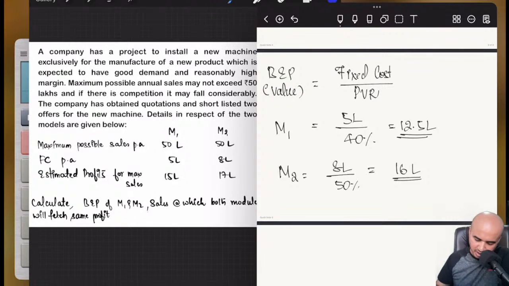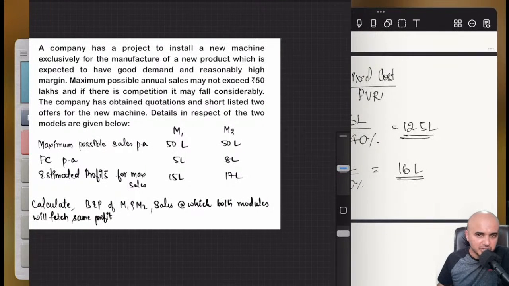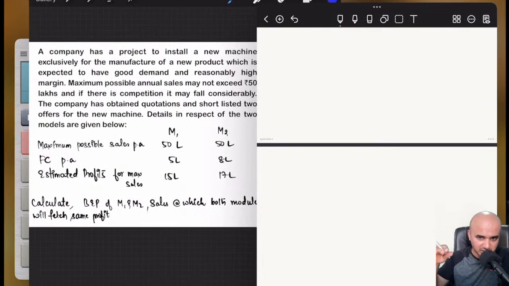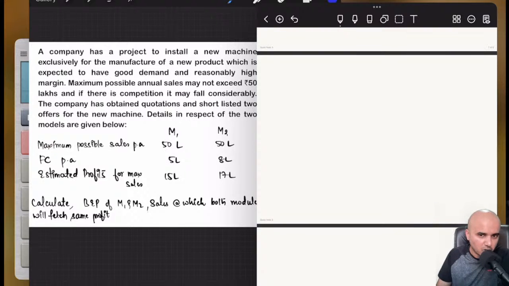What else is asked? Sales at which both the models will fetch the same profit. This is interesting. They have not told us how much the profit is, but they only say it should be the same profit. It should not be two different levels of profit. Right now we have two different levels of profit, but we have to identify that level of sales between M1 and M2 wherein the profit remains the same. So that means we do not know how much we are selling in case of M1 and how much in case of M2. So in both the instances it would be X.